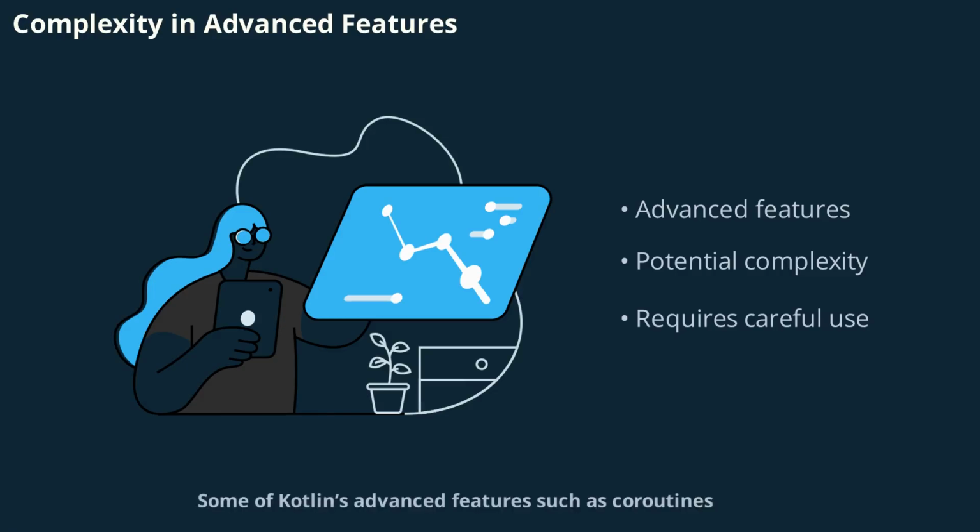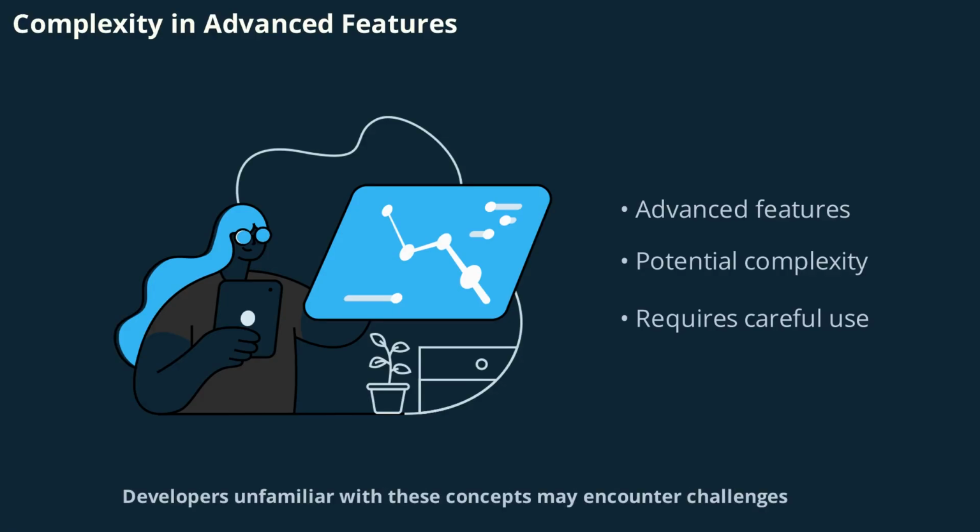Some of Kotlin's advanced features, such as coroutines, can introduce complexity if not used properly. While these features offer powerful capabilities, they require careful implementation and understanding. Developers unfamiliar with these concepts may encounter challenges, making Java's simpler approach preferable in certain cases.